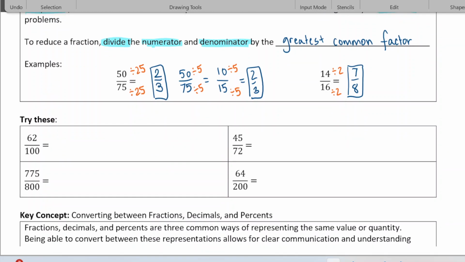Okay, so 62 over 100, you can divide those both by 2 to give you 31 and 50. 45 over 72, those are both divisible by 9. The way you can tell something's divisible by 9 if it has 2 digits is if you add them up. Actually, it works for any number of digits. And they equal something that's divisible by 9. So in this case, these are divisible by 9.